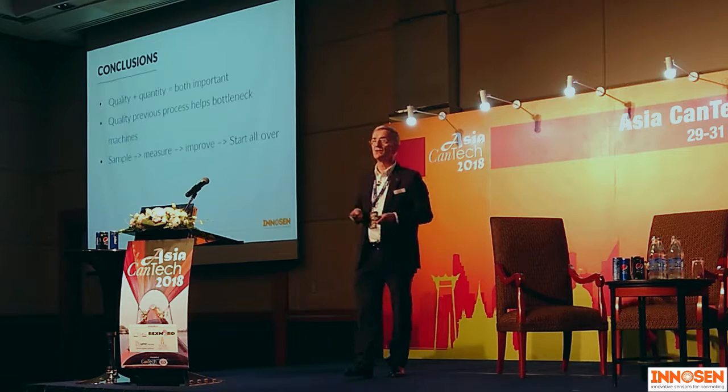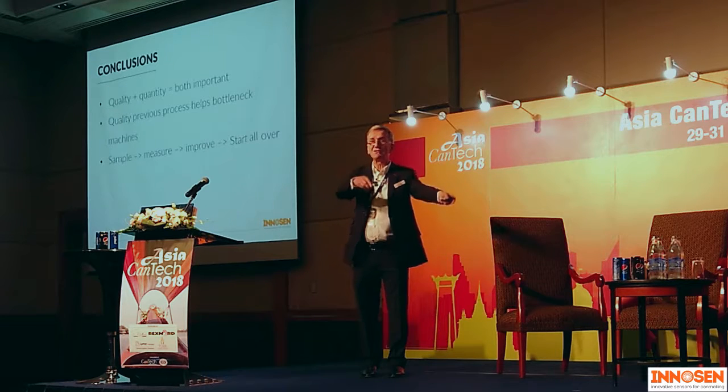So this is the end of it, the conclusions. As I said, both the quality and the quantity are equally important. You need to make good cans, you need to make them in sufficient quantity to make sure that your investment reaches the return that you need. You need to identify what the bottleneck machines are. And when it comes to the buffers, you need to surround your bottleneck machine with the buffers to get the maximum gain in efficiency. The sample, measure, improve, and start all over. Yes, it's a good start, but because of the law of diminishing returns, you have to stop at a certain point in time and move over to the gatekeepers.